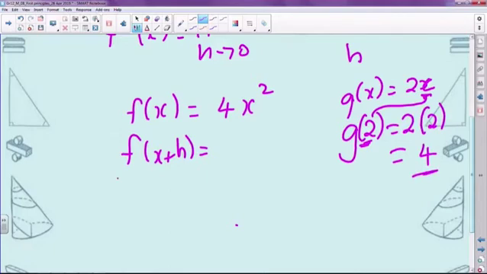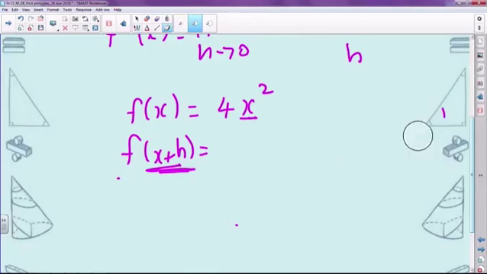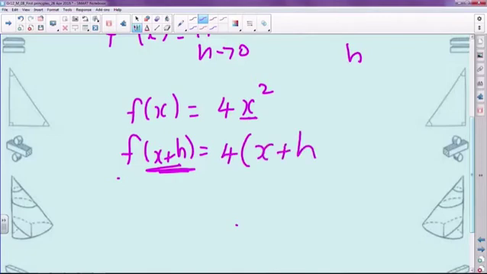So when you're finding f of x plus h, the principle is exactly the same. Wherever you see an x in the original function, you're going to replace the x value with the function value that you are looking for, which is x plus h. So you see what I've done? Where there was an x, I now put in x plus h. But I see that x had to be squared, so if I'm just simply substituting x plus h into the original function, it should be 4 times x plus h squared.